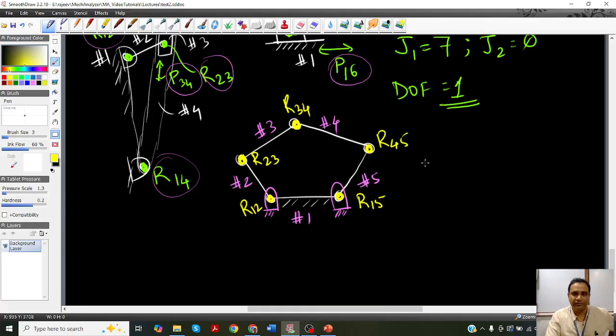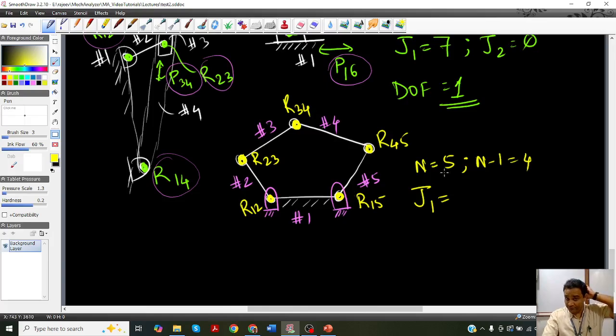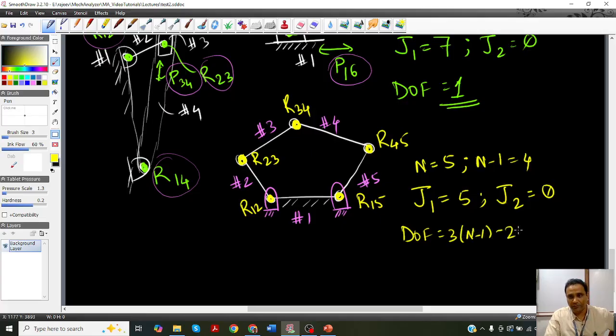Okay, so degree of freedom for this is n is 5. 5 links are there. N minus 1 is 4. So how many revolute joints are there? There are 5 revolute joints. J1 is 5. J2 is, there are no line or point contact. J2 is 0. So degree of freedom in this case is 3 into n minus 1 minus 2 J1 minus 1 J2, is 3 into 5 minus 1 minus 2 into 5 minus 1 into 0, is equal to 3.